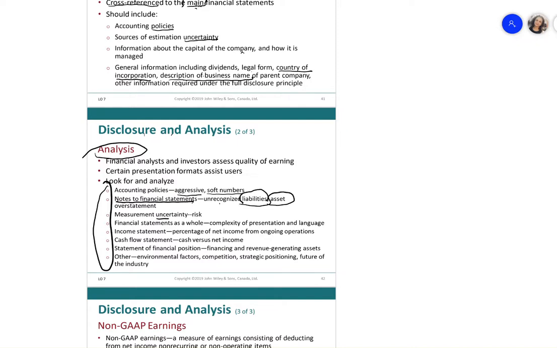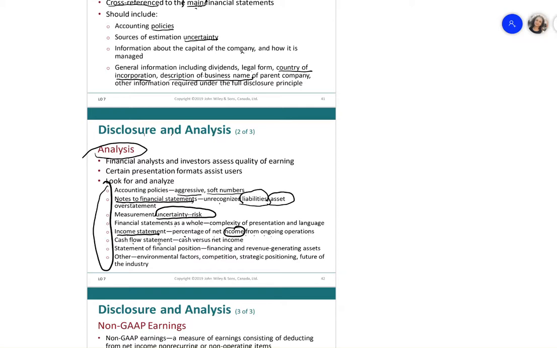They measure the uncertainty of a risk, meaning some of the amounts that we put in as estimates, they look at that. And remember, when we did fair value in chapter 3, there is probability of the cash flow, that's uncertainty, there's a risk, they look at that. They look at the financial statement as a whole and the income statement, the percentage of net income from the ongoing operation. From the net income, they look at which percent of the income is from the continuing operation and which is from the discontinued operation.